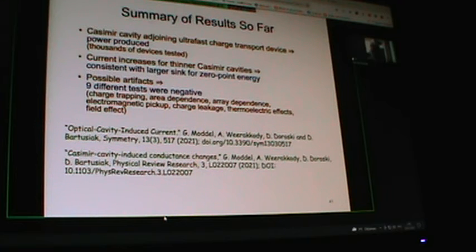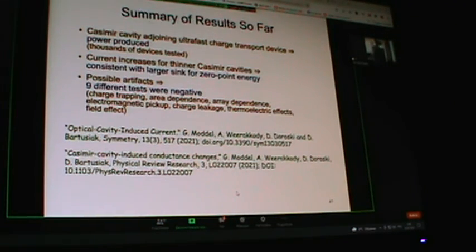Okay, so let's take a look at the summary of our results so far. We've made Casimir cavities adjoining ultra-fast charge transport devices. They produce power. We've shown that the form for this power varies as we would expect it to if the source of the power were zero-point energy. I wasn't able to show you all of that; our papers describe it in more detail. We've looked carefully for artifacts, and at least so far we've not been able to find any, and our measurement apparatus is the most sensitive available. We're also starting to get some measurements from outside labs that are corroborating what we're seeing, but we haven't yet done that to sufficient accuracy for publication. We've written 2 papers on this so far.